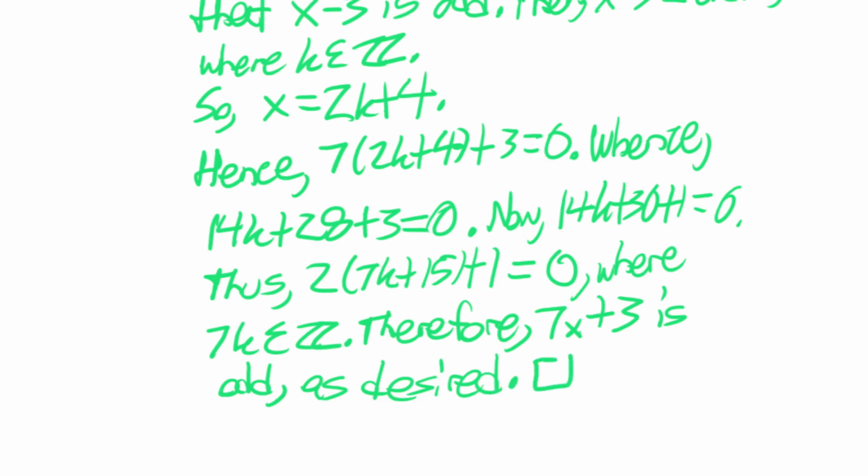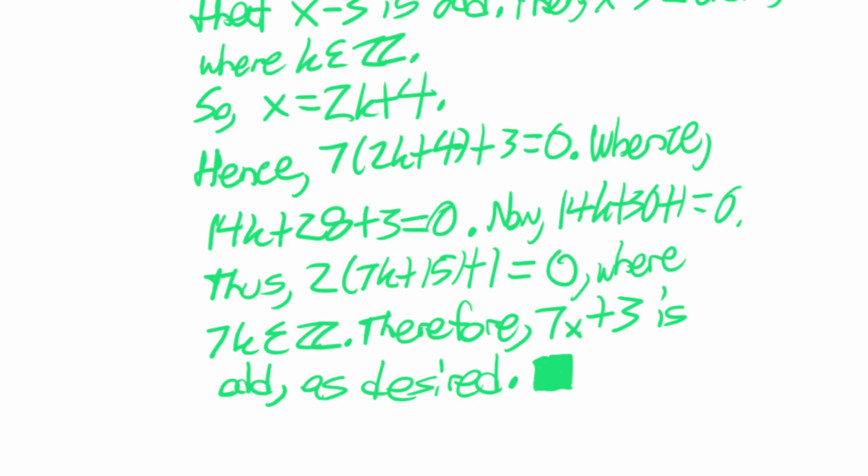So essentially what we did was we assumed by contrapositive that x minus 3 was odd, and we set it equal to the set of odd integers 2k plus 1. We found what x is, plugged it in, and then showed that 7x plus 3 is of the form of an odd set of integers.